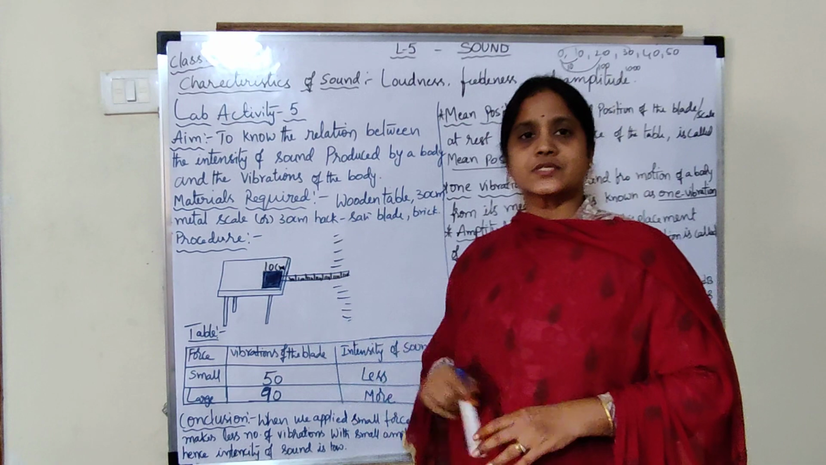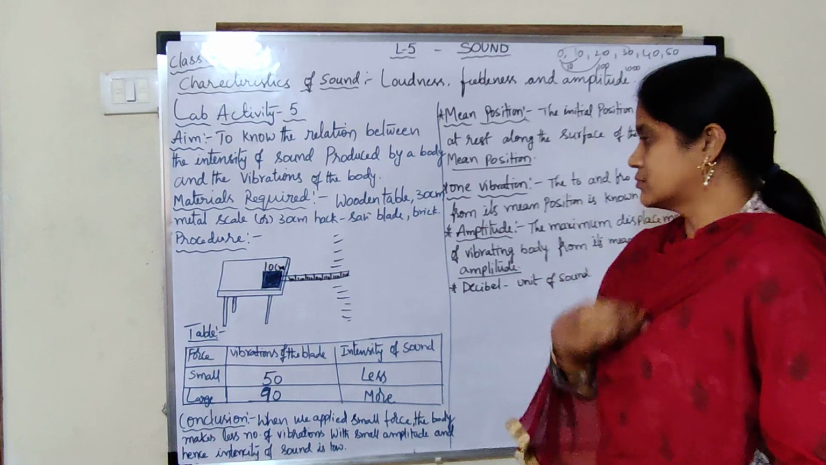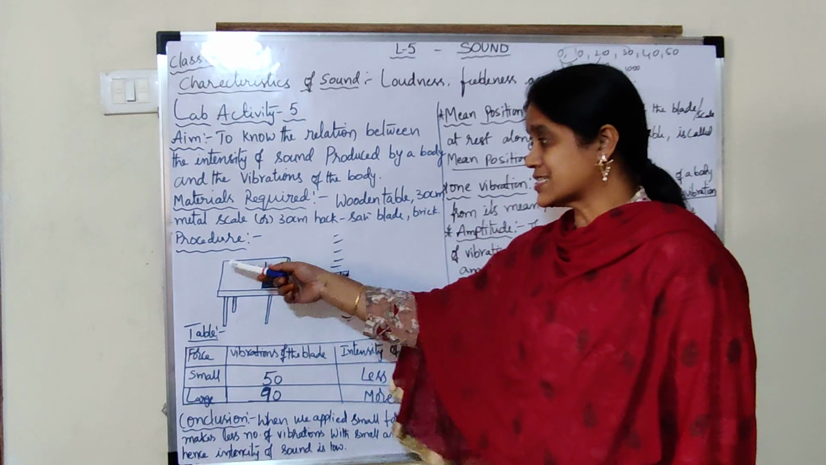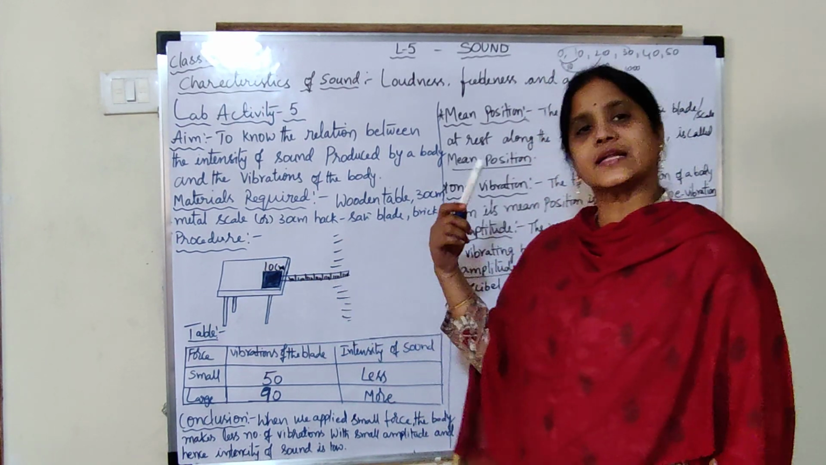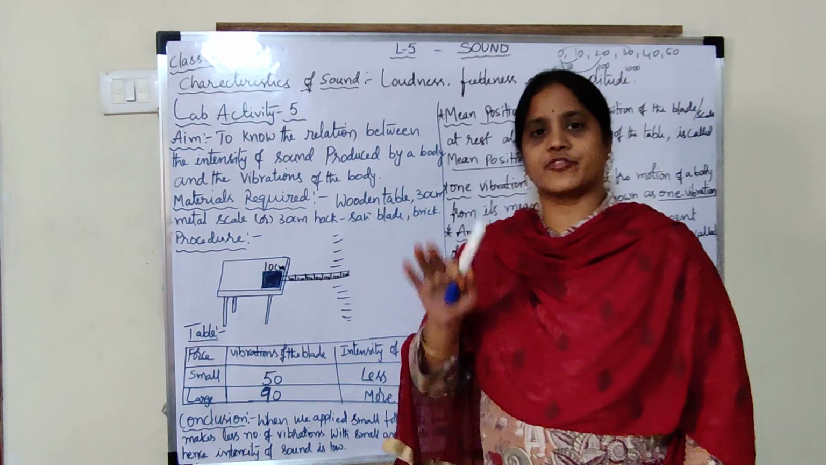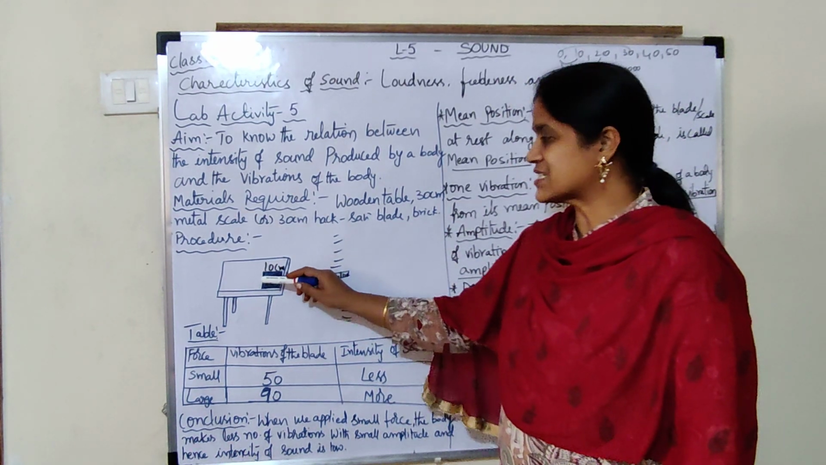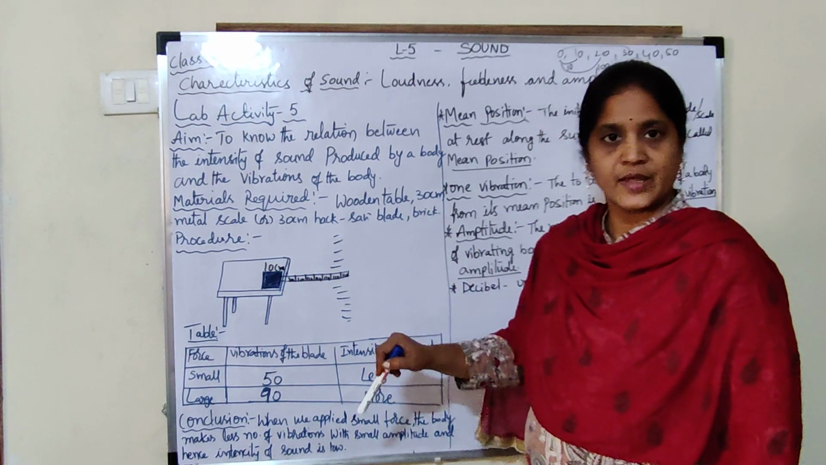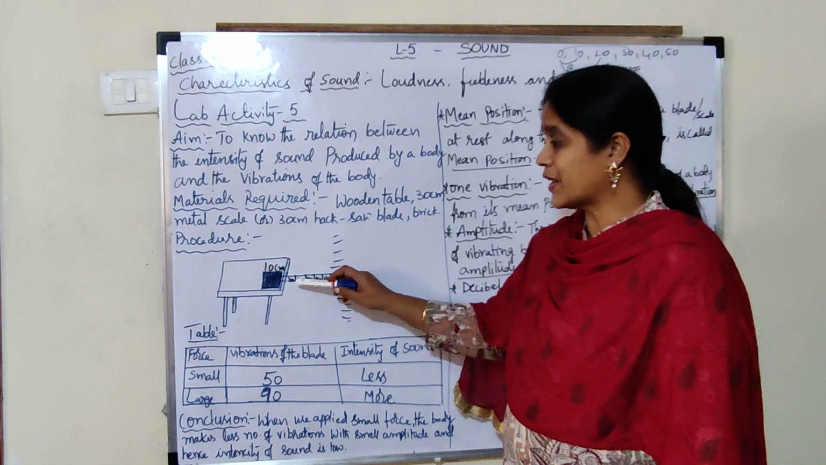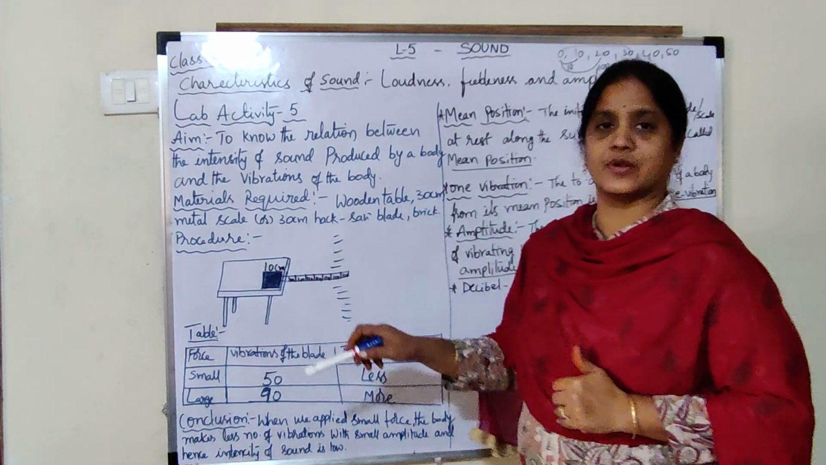Now, the procedure. How to do this lab activity? First, on the surface of the table, you take a scale, either metal scale or plastic scale. Better you take a metal scale only. If you take the plastic scale, sometimes it may break. So take the metal scale and place it at the end of the table, with 10 centimeters on the surface of the table.